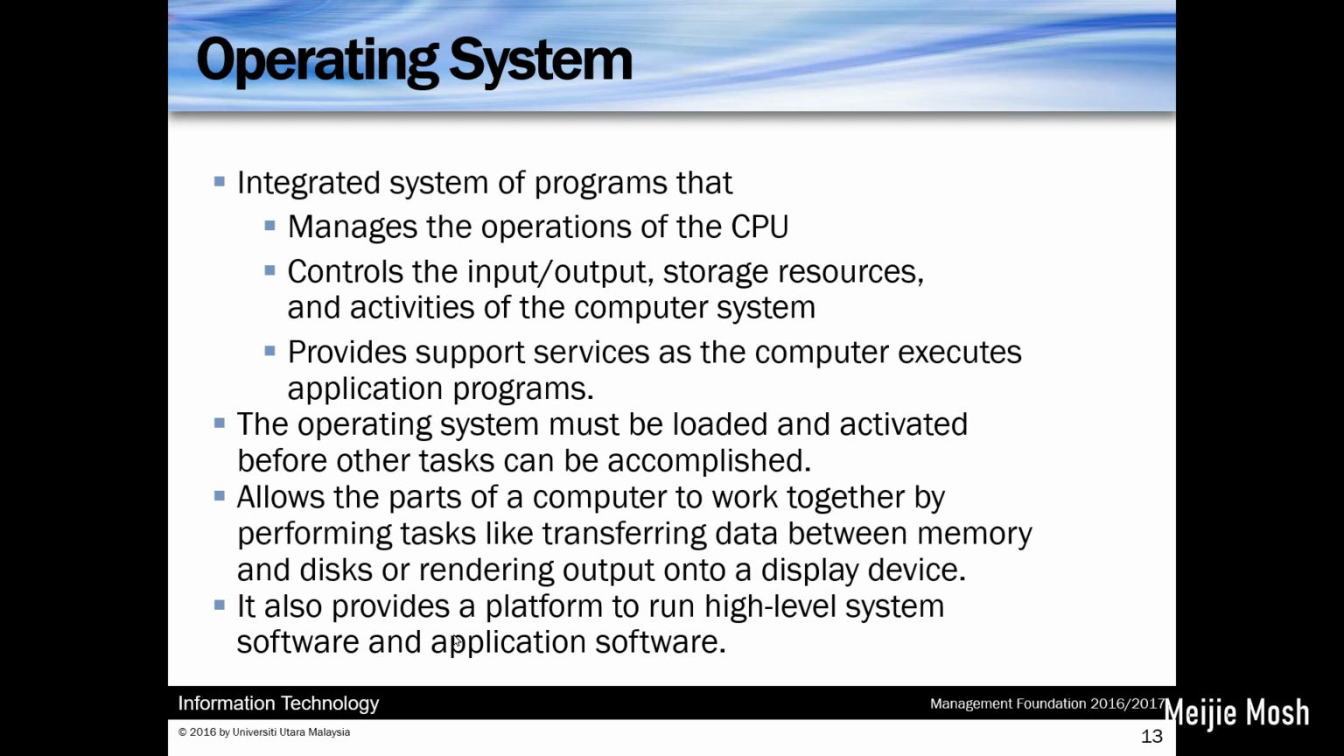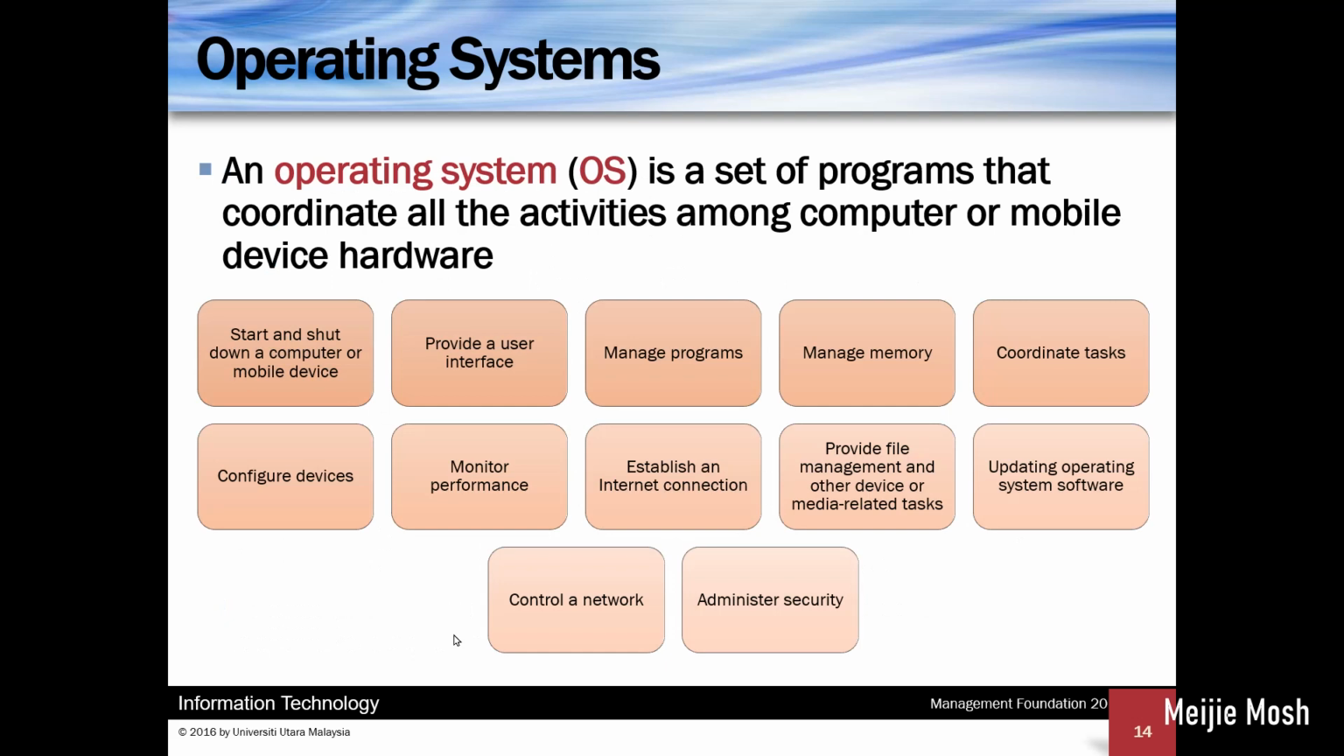It allows the parts of a computer to work together by performing tasks like transferring data between memory and disk or rendering output onto a display device. It also provides a platform to run high-level system software and application software. So an operating system is a set of programs that coordinate all the activities among computer or mobile device hardware.